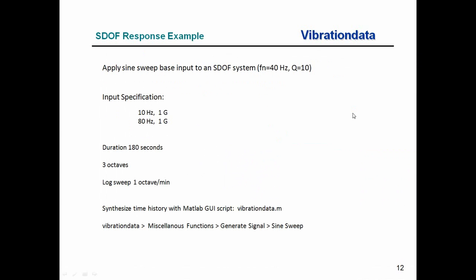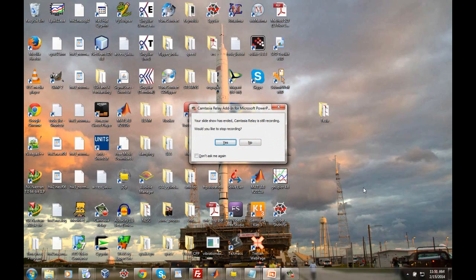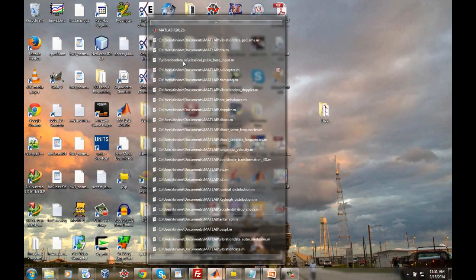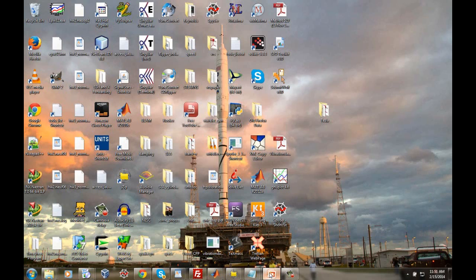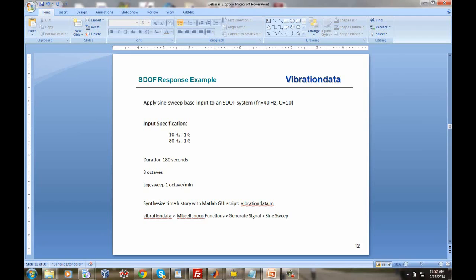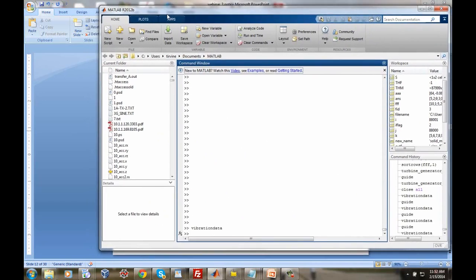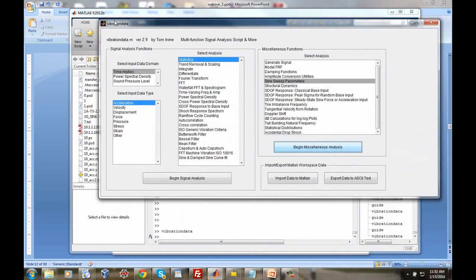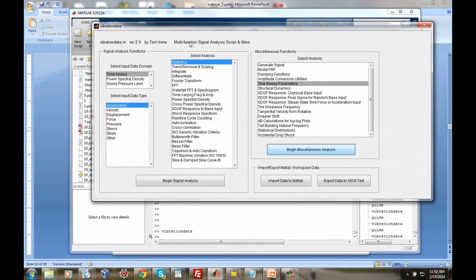Okay. Next up, we're going to actually synthesize a sine sweep time history. That's one of the fun things we like to do in this class, is we like to synthesize time histories. And in our previous unit, we synthesized a sine function. So let's go to vibration data, and this time it's going to be a sine sweep.